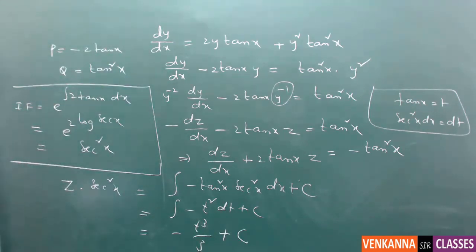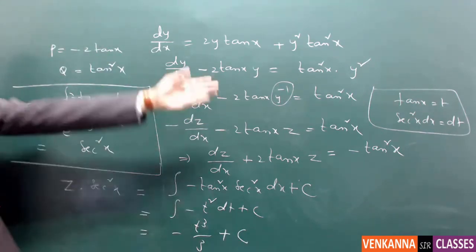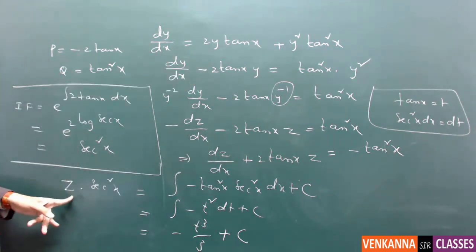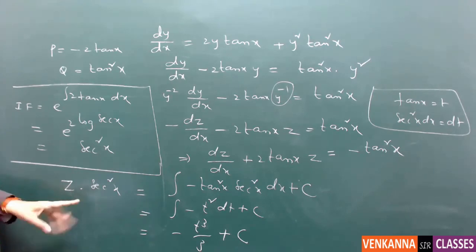So in place of t, we substitute tan x. In place of z, we substitute 1 by y. So that gives the final solution.